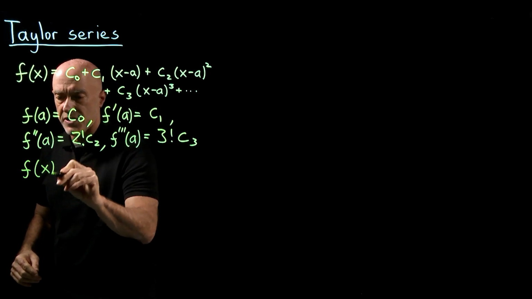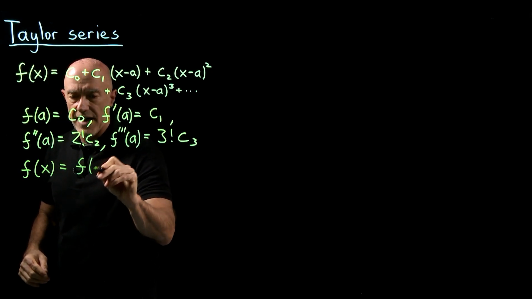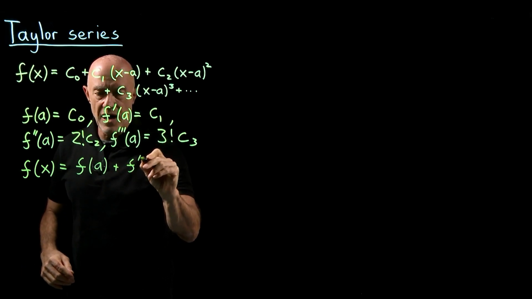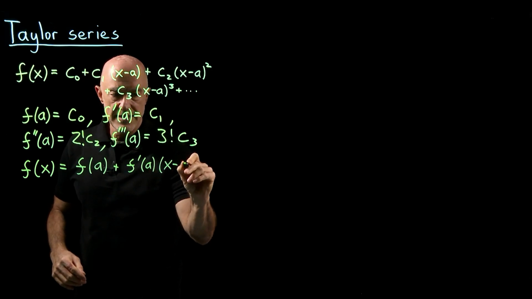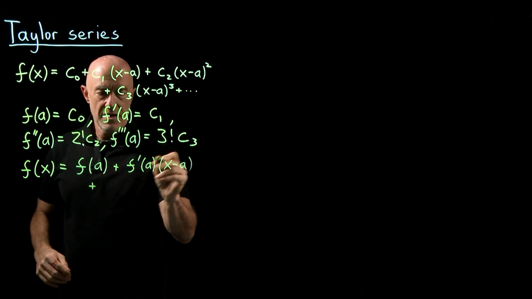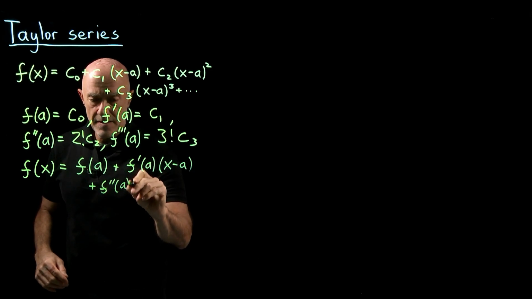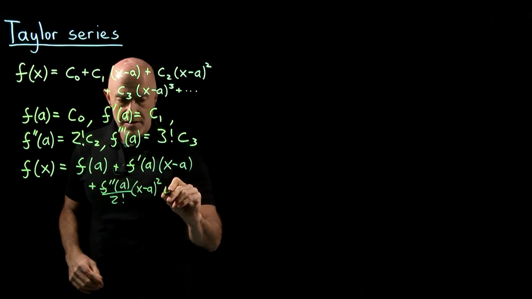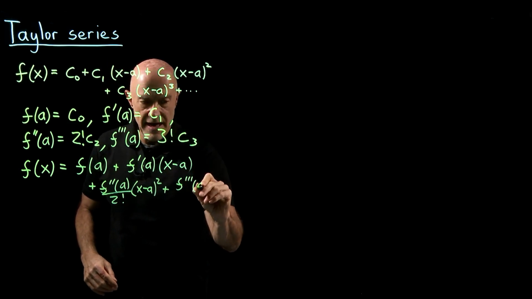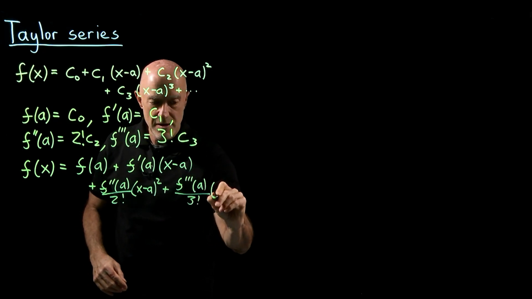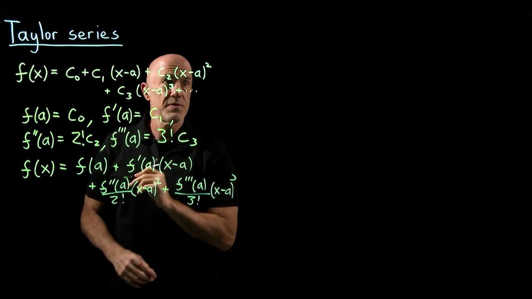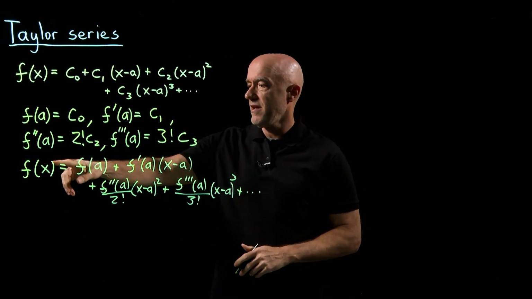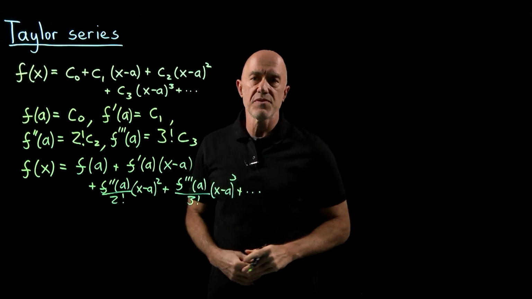So the Taylor series for f of x is equal to f of a plus C1, which will be f prime of a times x minus a, plus f double prime of a over 2 factorial times x minus a squared, plus f triple prime of a over 3 factorial times x minus a cubed, plus ... And that's the Taylor series expansion of f of x about x equals a.